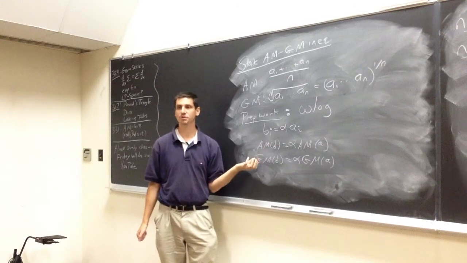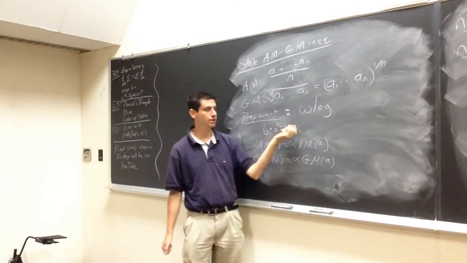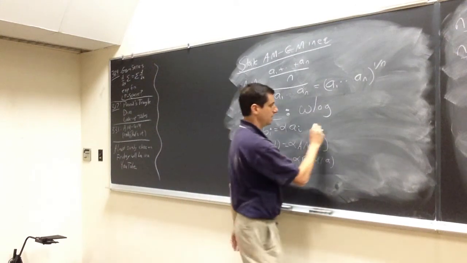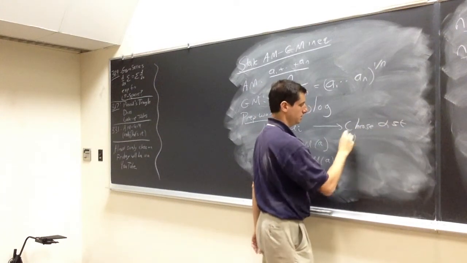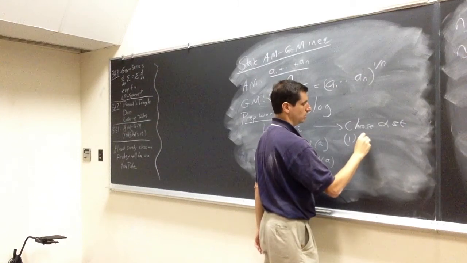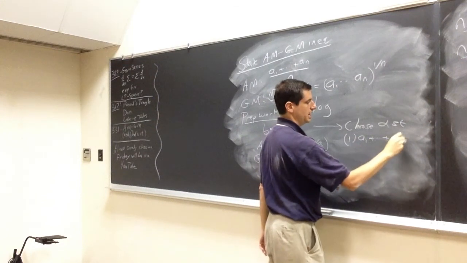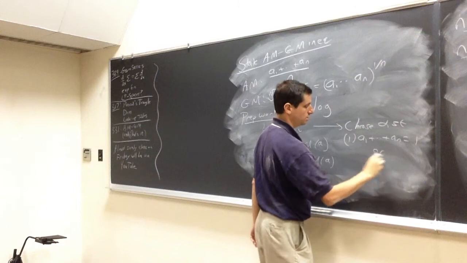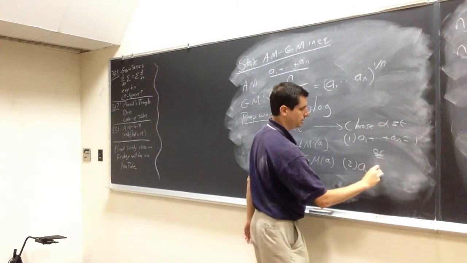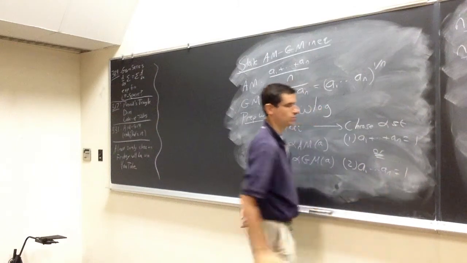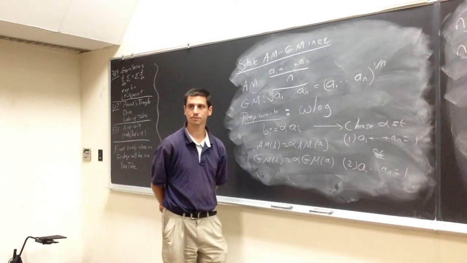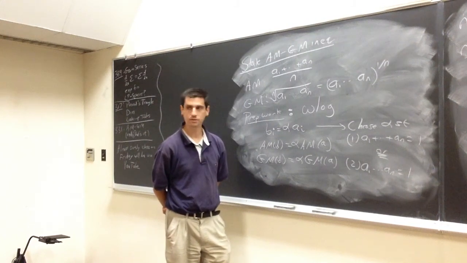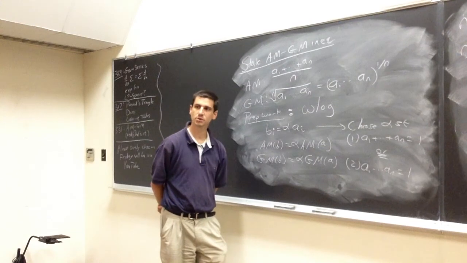This is a wonderful simplification. I can rescale all of my numbers by alpha. So I can choose alpha such that a1 plus ... plus an equals 1, or a1 times ... times an equals 1. I can always make that simplification if I want. Okay? Which do you think is going to be easier? Forcing the sum to be 1 or forcing the product?